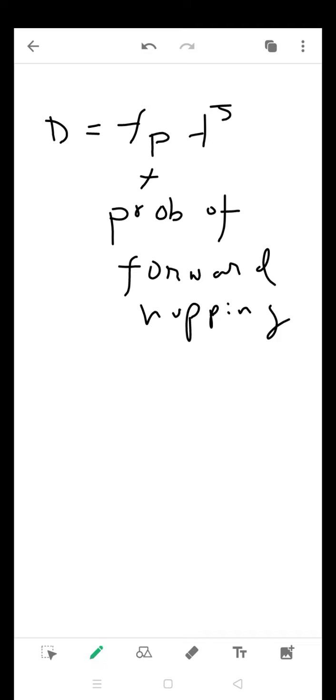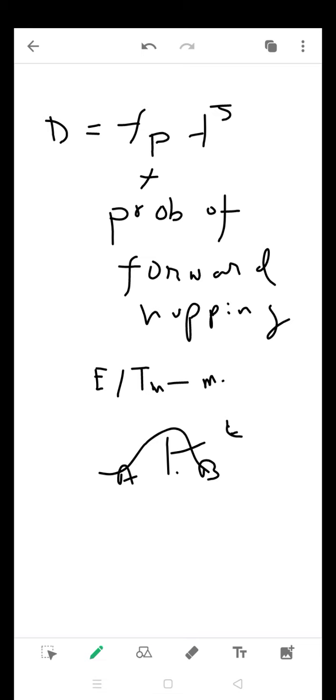Apart from this, the diffusion will also depend upon E divided by Tm, where E is the potential difference between A and B, as I have already mentioned. Between the host and the vacant site, there is a potential difference, which is E, and Tm stands for the melting temperature. So these two factors are also governing the diffusion of the impurity atoms, especially the aluminum.